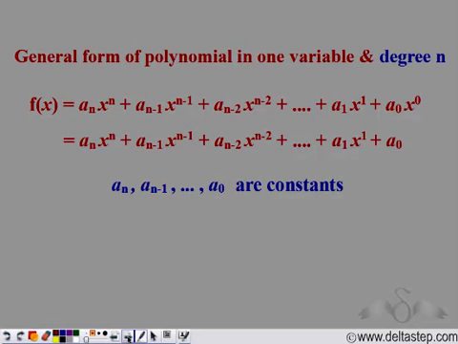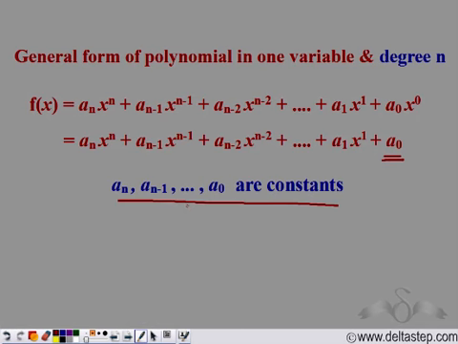So this variable is x, f(x) = an x to the power n + an minus 1 x to the power n minus 1 + an minus 2 x to the power n minus 2, and we go on till a1 x to the power 1 + a0 x to the power 0. X to the power 0 is 1, because anything to the power 0 is 1. So we can simply write it as a0. This is the constant term.